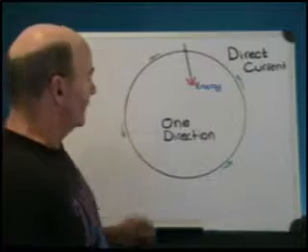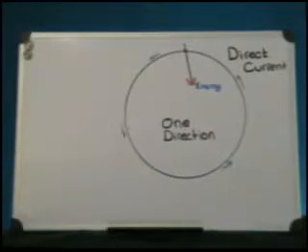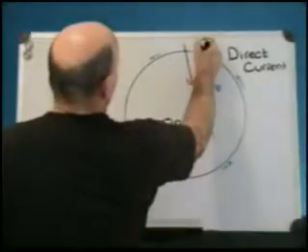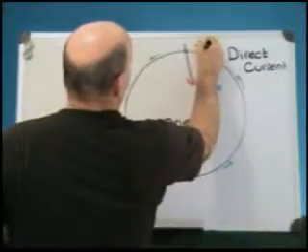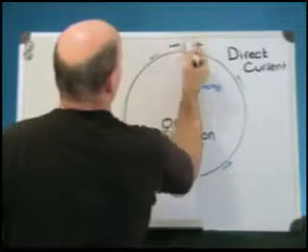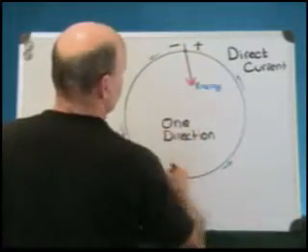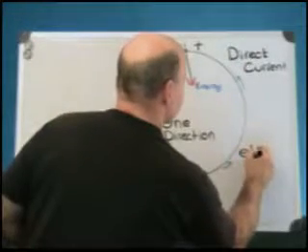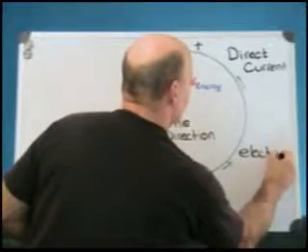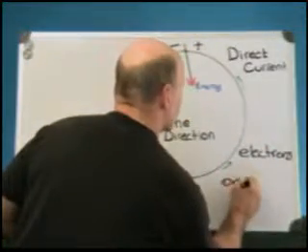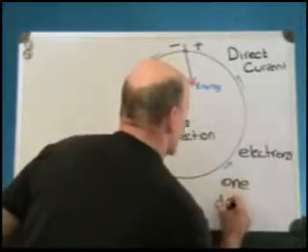But think of it in terms of this. Think of it as this side being positive, the attractor, and this side being negative, the repeller. So your electrons are going in one direction.